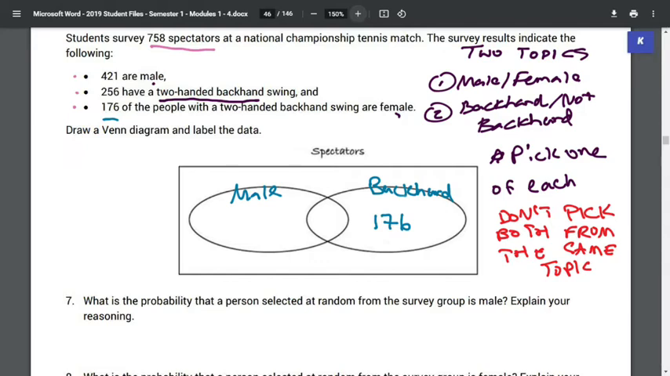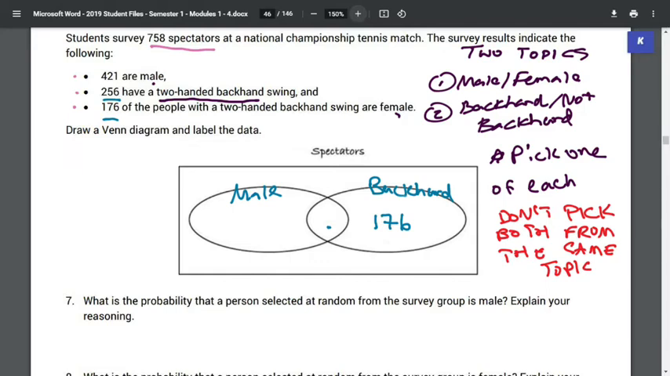Something else interesting to see is the second one right here, where it tells me 256 have a backhanded swing. So that is the combined total. I know that 176 of those are going to be female, which I have here. So the rest of them that are going to be backhanded are going to go right here, and those are going to be males. So all I would have to do is subtract these two numbers.